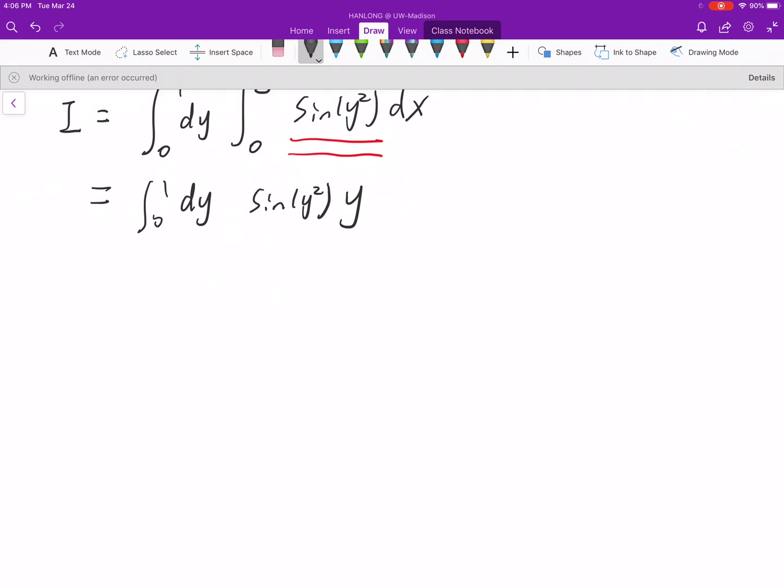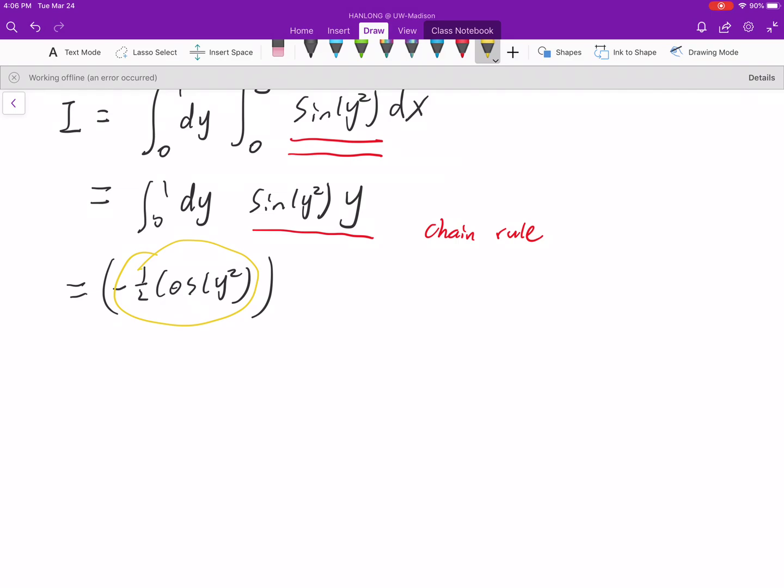Now the tricky part is you can use the chain rule here. So the antiderivative is negative 1/2 cosine y squared. If you take a derivative of this function, you will get this one with respect to y. Okay, then evaluate at 1 and 0, and you plug in. When you plug in 1, you have negative 1/2 cosine 1. When you plug in 0, you have 1/2. So you have this one.